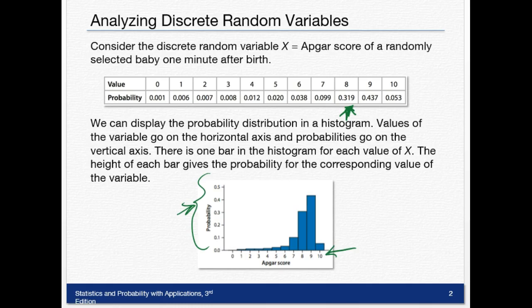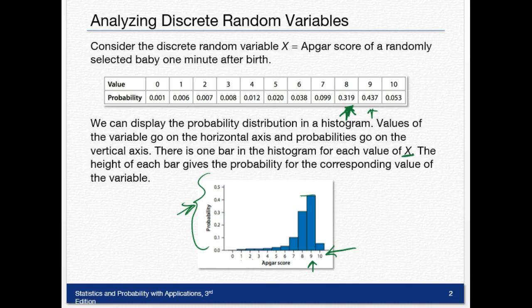There is one bar in the histogram for each value of x. So there's a bar for 0, 1, 2, 3, 4, 5. Okay, all the values of the test that can come out. And then the height of each bar gives the probability of that corresponding value. So if I look at the probability of getting a 9, it's like 4 point something if I look at the graph, and if I look at the table, sure enough, it's 4.37.